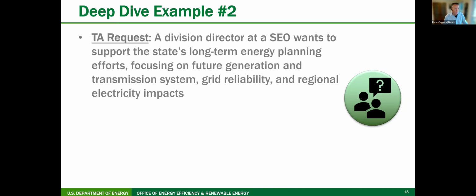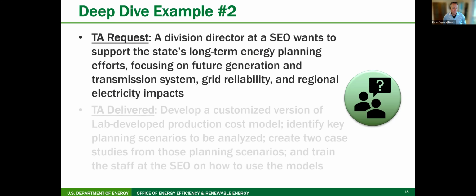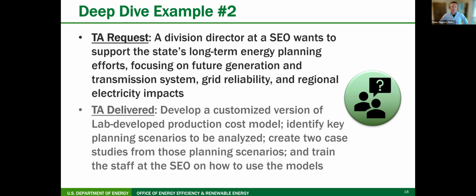Now, in this second example, a division director from a state energy office has been tasked with implementing the state's energy strategy. It's a 10-year initiative with a broad goal of establishing the state as a regional baseload power provider, ensuring reliable service for its residents, but while also contributing to broader grid stability across the Western interconnection. The division director applies for TA to evaluate future generation and transmission system needs in support of the state's energy goals. She also requests support in assessing the impacts of high electricity demand from data centers and other major sources of load growth on those goals.